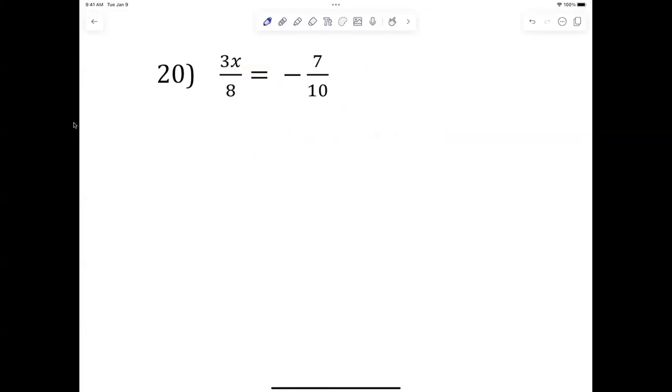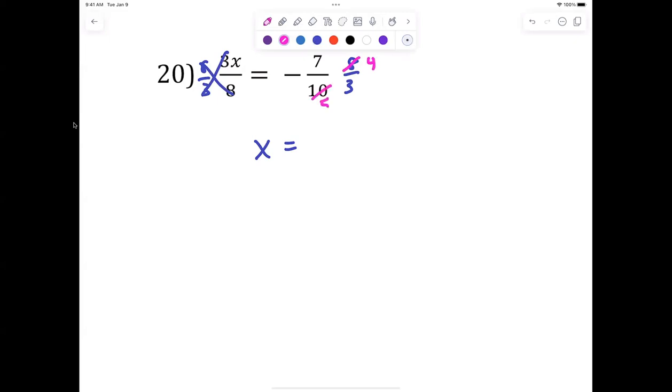Now, again, in my opinion, I look at that and just say I'm multiplying by the reciprocal. That's 8/3. Multiply by 8/3. There's other ways we can do it, but I like seeing that as a reciprocal. So x is equal to, now we can reduce, right? 8 becomes a 4, 10 becomes a 5. -28/15.